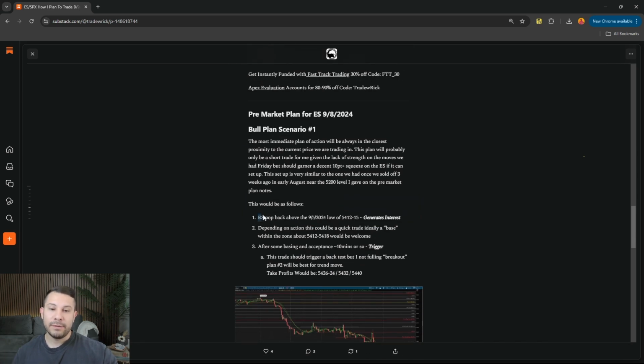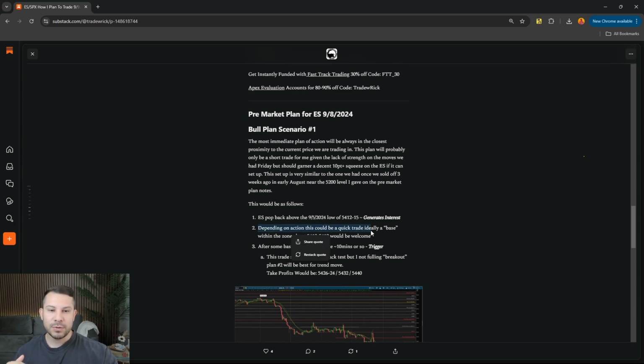Well, first we have our level. Number one is pop back above the September 5th low of 512, 515. Again, that generates interest, right? It doesn't mean take a trade. It gets me intrigued as to, okay, what's next? Let's identify, dissect price now that it's coming back into the zone.